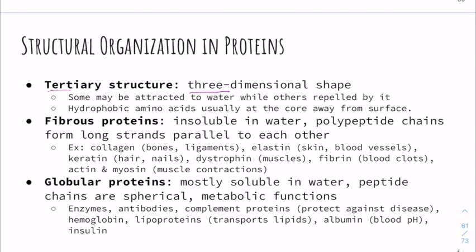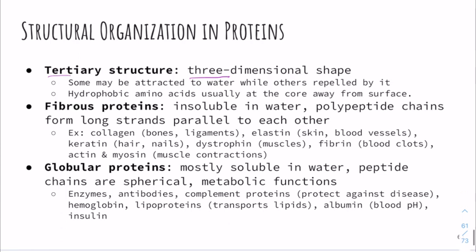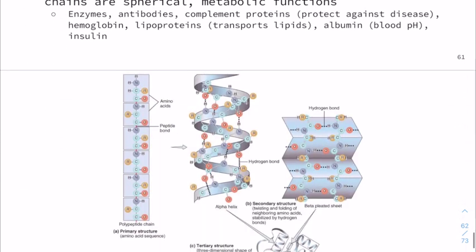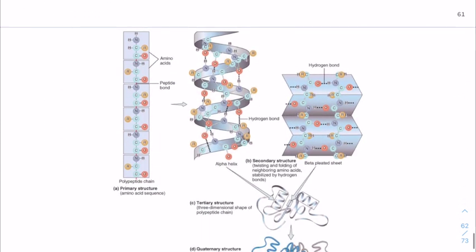So here's some examples of the different types. Primary structure, again, is our flat amino acid sequence. We have an alpha helix, kind of circular, or a beta pleated sheet. We have a tertiary structure and a quaternary structure. So there's many different shapes that these proteins can make.